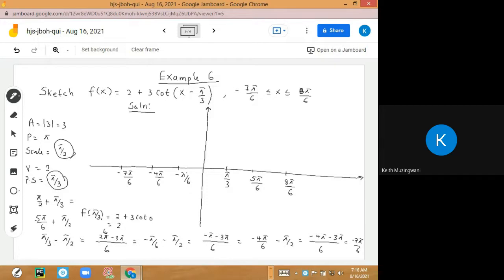Okay, so what is cot 0? That is cos 0 over sine 0, undefined. So we have 2 plus 3 multiplied by undefined, giving us undefined. So we have an asymptote here. That will mean the next point will be an intercept, but shifted 2 steps up. So an intercept, asymptote, an intercept, asymptote, an intercept.